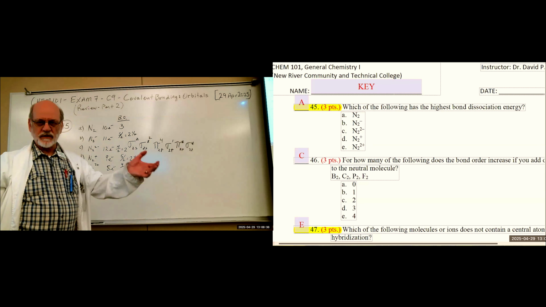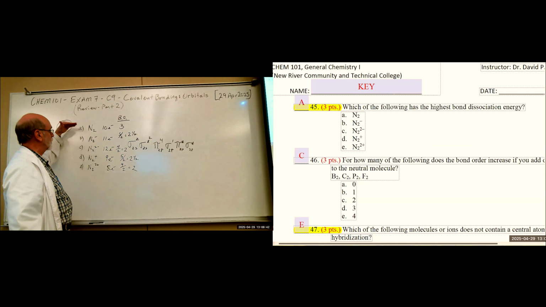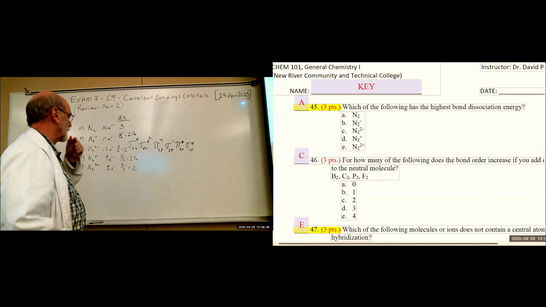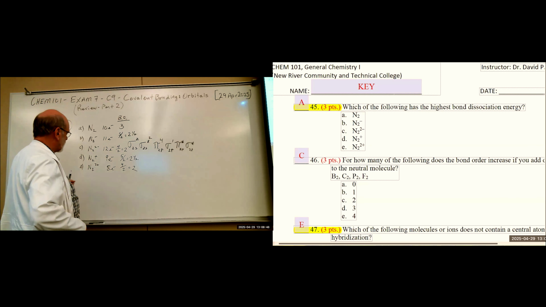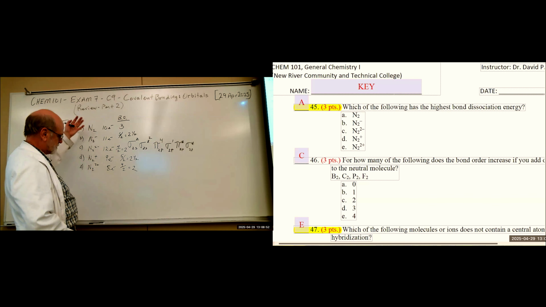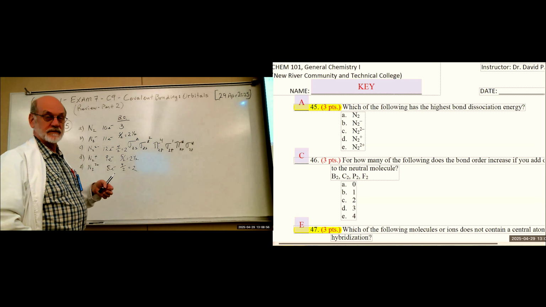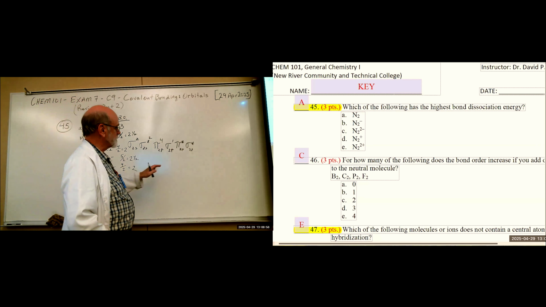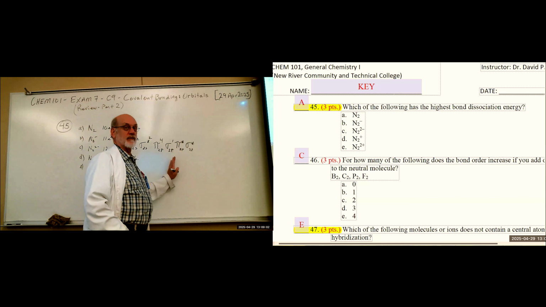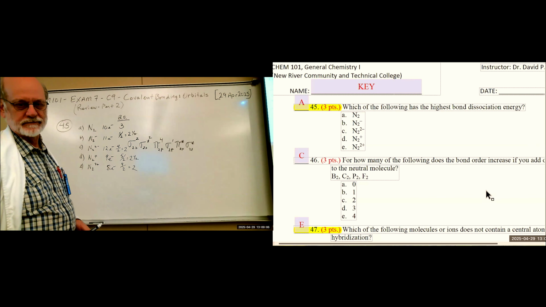So the moral of this story is the highest bond dissociation energy is the one with the highest bond order. And no matter what we do to this molecule, at least in this scenario, we're reducing the bond order. If we add electrons, they're going into anti-bonding orbitals. If we subtract electrons, they're going away from bonding orbitals. So it's the net same effect.